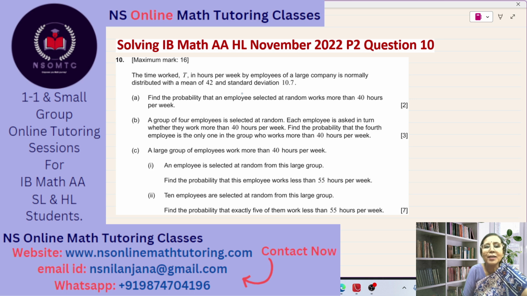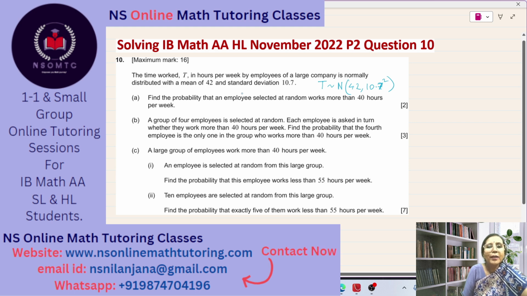The maximum mark is 16. The time worked T in hours per week by employees of a large company is normally distributed with a mean of 42 and standard deviation 10.7. So T is a normal distribution variable with the mean as 42 and the variance as 10.7 squared.